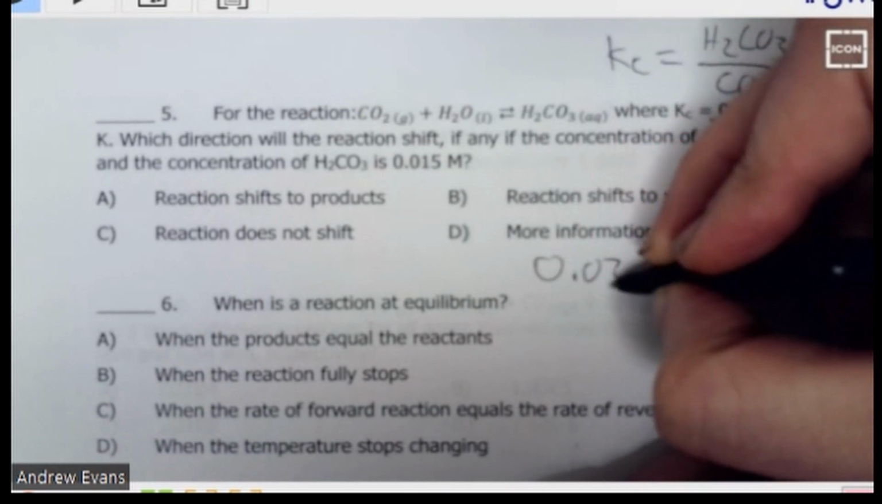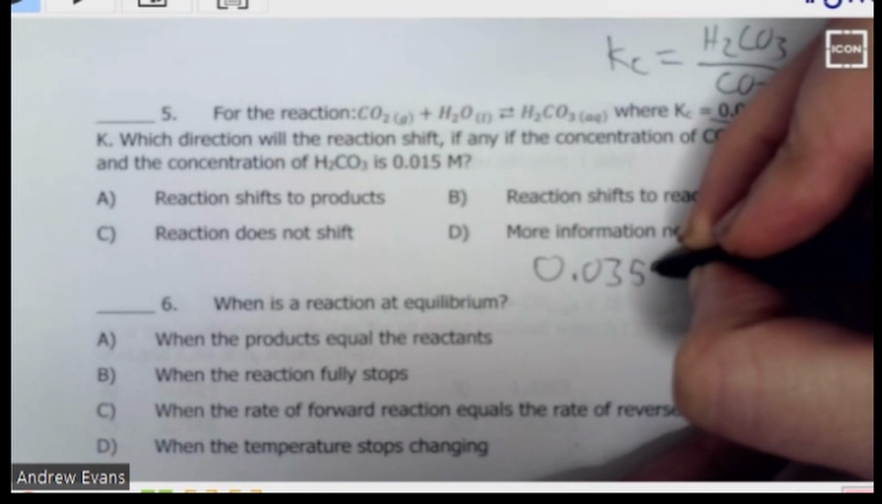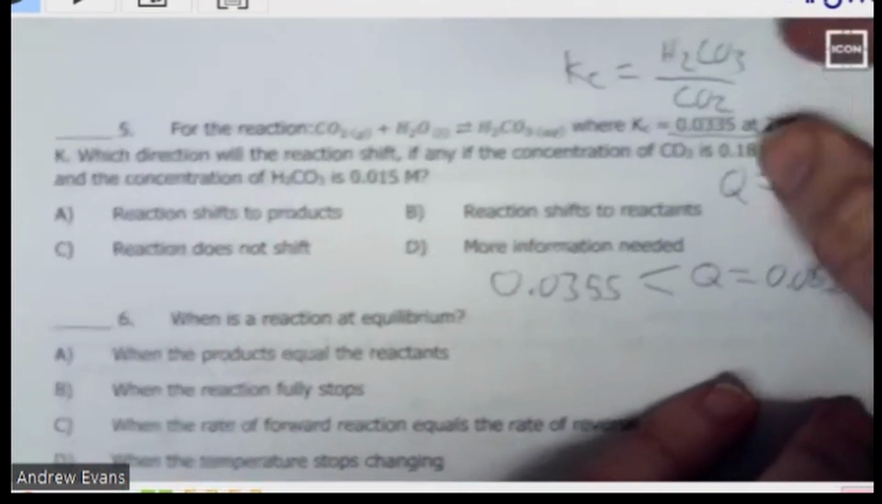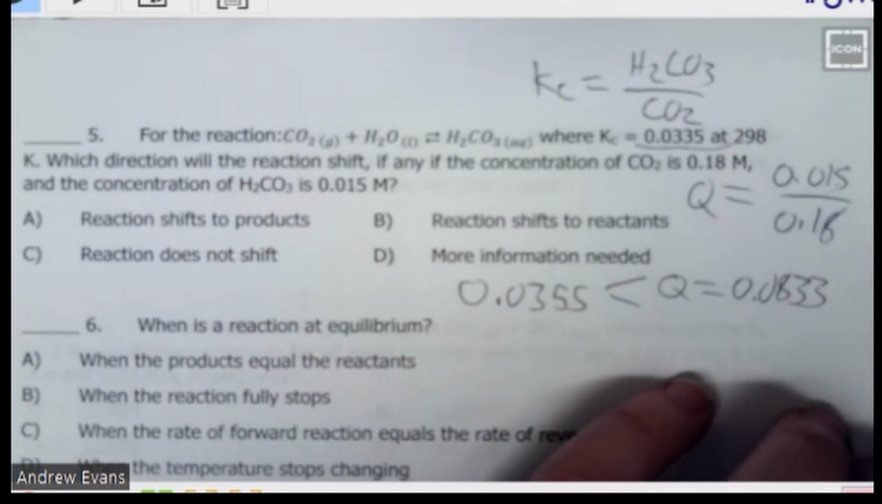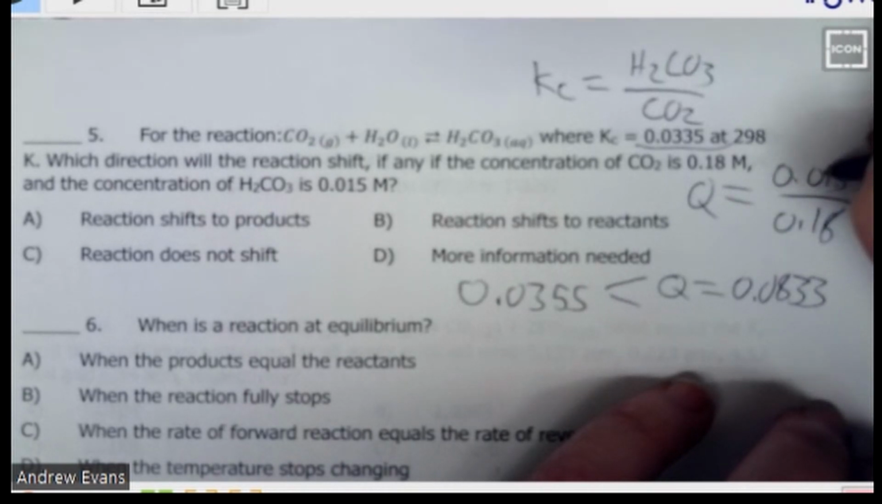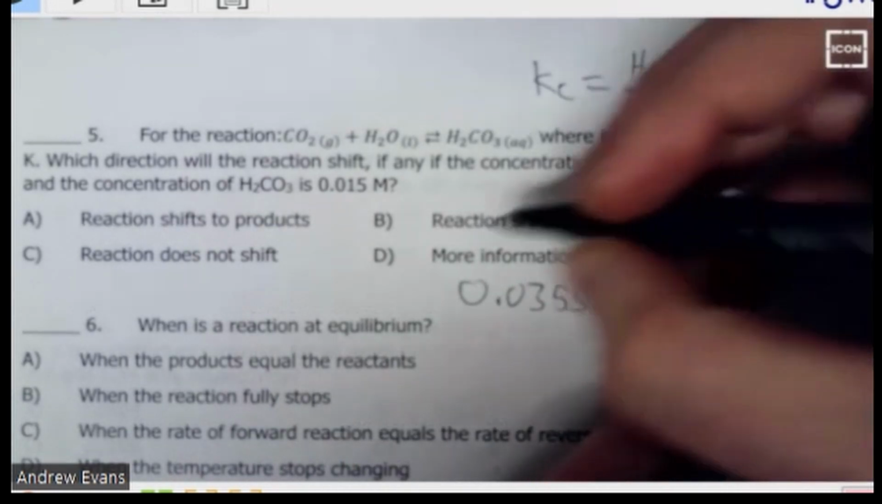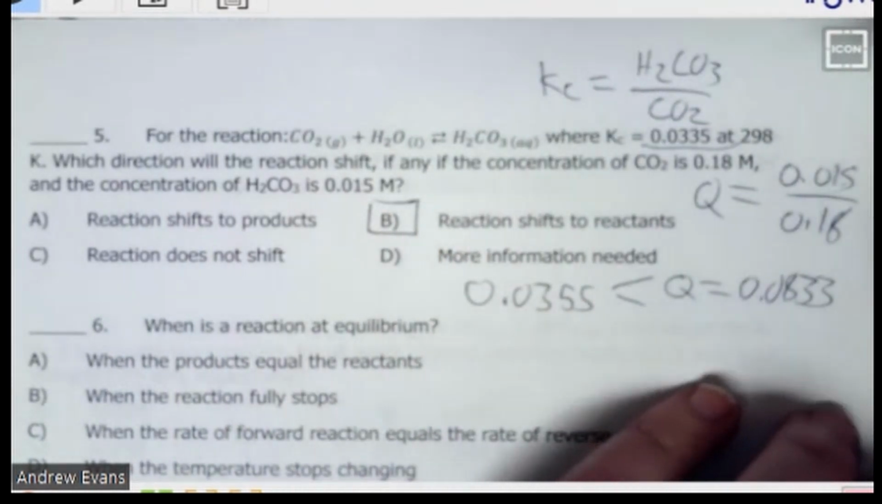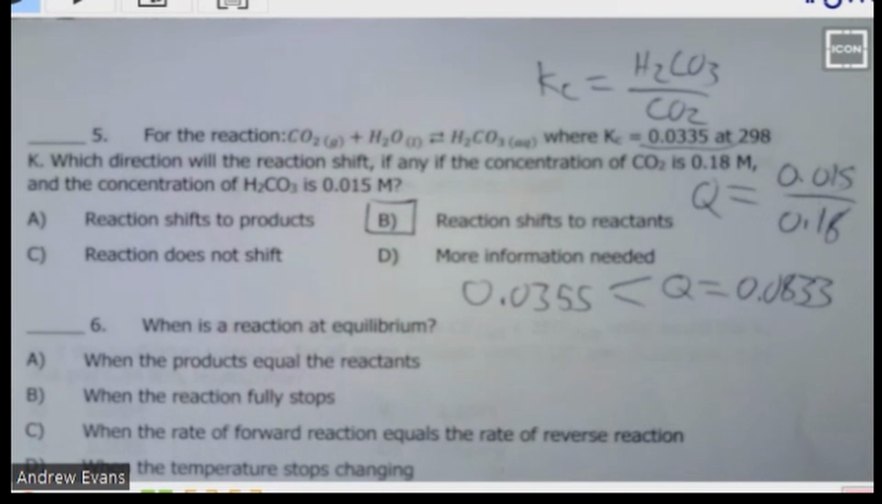So hopefully you can agree that Q is greater than K. Q is greater than K. So how do we solve that? You solve that by decreasing the amount of products and increasing the amount of reactants to make this ratio go down. It would actually shift back to reactants. Shift back to reactants.